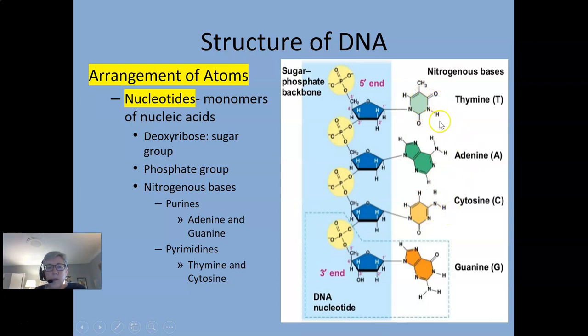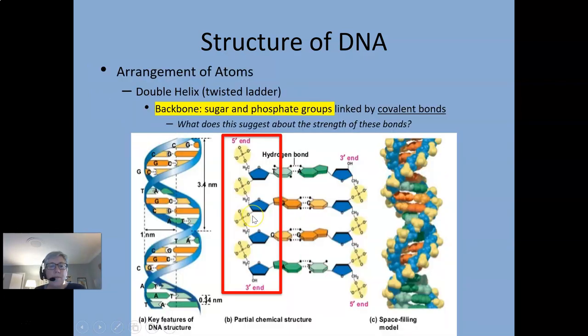All right, one little trick to remember that is that thymine and cytosine both contain the letter Y, and pyrimidine has the letter Y. So if you're trying to remember which ones are pyrimidines and which ones are purines, you can try to use that little trick. Okay? But those are the four bases. When we get to RNA, you'll see there's one that's different. But guanine, cytosine, adenine, and thymine, and then the sugar and the phosphates.